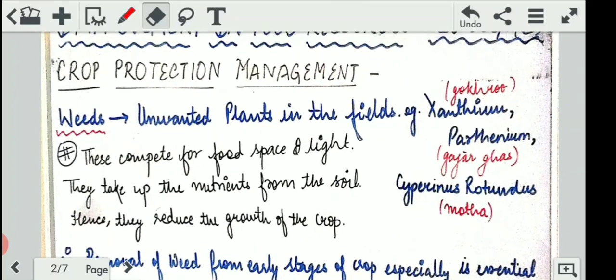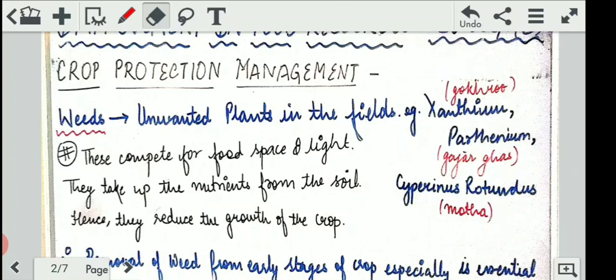First, we will study how weeds affect the field. Weeds are unwanted plants which grow in almost all fields. Examples: xanthium, Hindi name gokharu; parthenium, Hindi name gajar ghas; and cyperus rotundus, Hindi name motha. These three examples are from your NCERT. Though there are many abundant weeds in nature, you will have to learn these examples by heart, as they can form part of any examination question or MCQ in your tests.